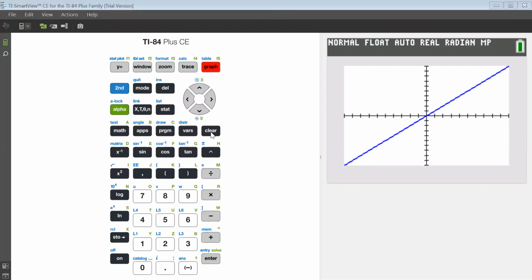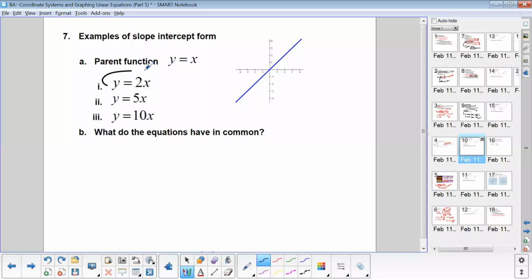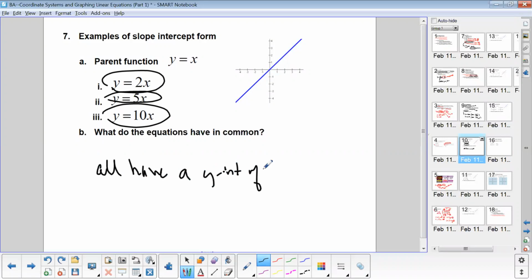So let's go back. And let's say, well, what happens if we have y equals 2x, or y equals 5x, or y equals 10x? All of these have something in common. What they have in common is they all have a y-intercept of 0. You will see that all of those equations will actually go through 0. It's the slopes, or the rates, which are different. So that's y equals 2x, y equals 5x, and y equals 10x.